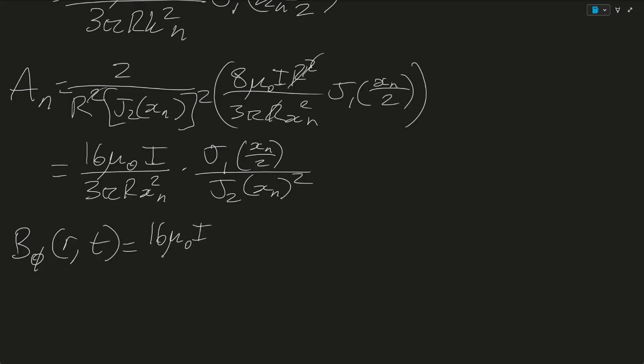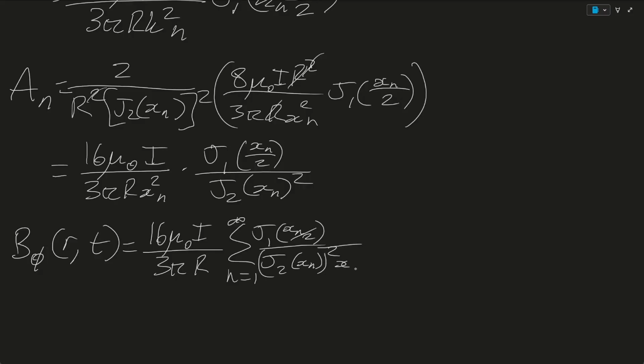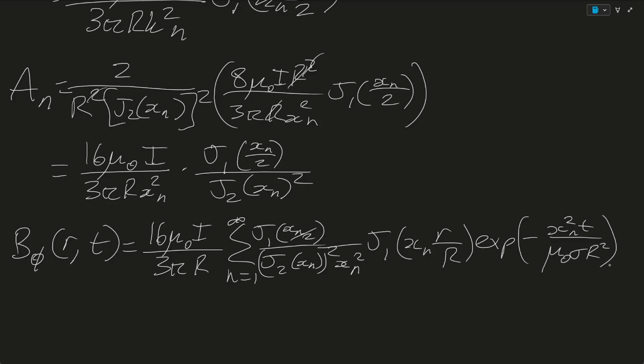16 mu naught I over 3 pi r times the sum from n equals 1 to infinity of j sub 1 xn over 2 over j sub 2 xn squared times xn squared, j1 xn r over R, times the exponent of the beta from the beginning, which I believe is minus xn squared t over mu naught sigma r squared. Ta-da!